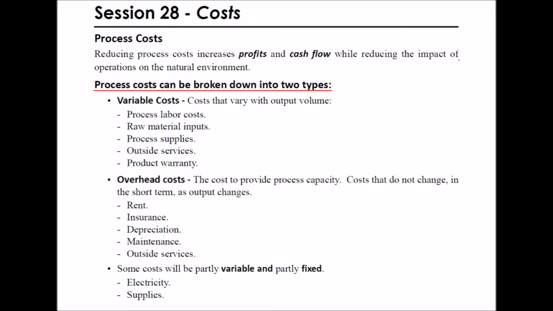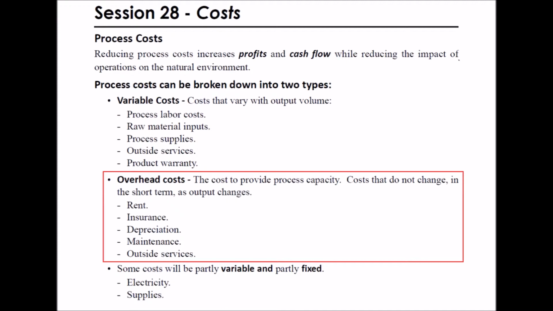Process costs can be broken down into two types: variable and overhead. Variable costs are costs that vary with the volume of output. Process labor cost, raw materials, supplies, outside services, or the cost of warranty returns are some examples of variable cost.